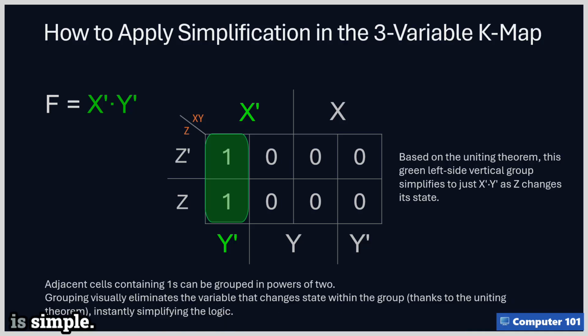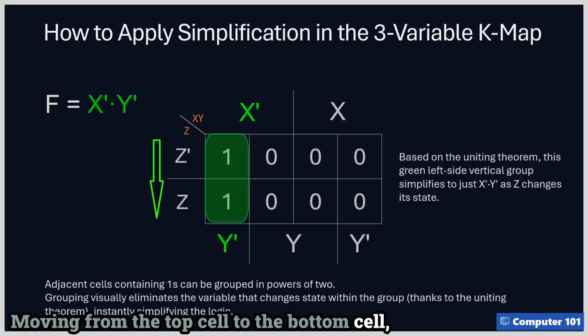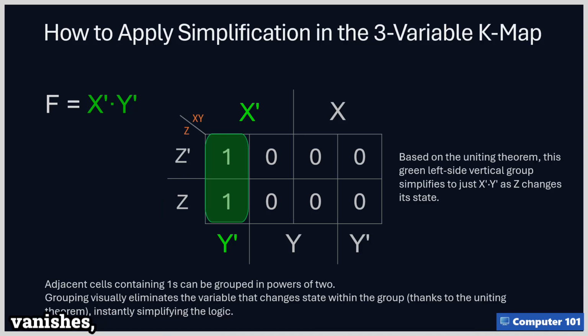The core mechanic is simple. Grouping adjacent ones eliminates the specific variable that changes state within that group. Moving from the top cell to the bottom cell, the variable z flips from a 0 to a 1. Because it changes, it's completely irrelevant to the outcome. It vanishes, leaving us with just x prime times y prime.